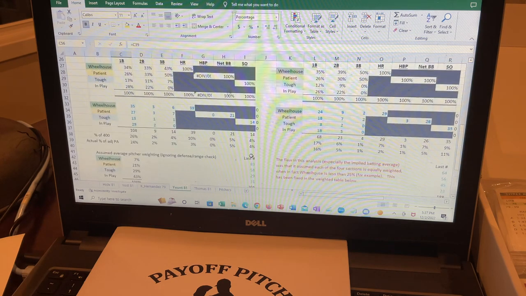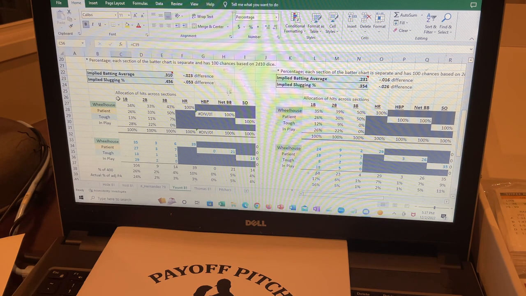The last thing I was looking at, more out of curiosity, was how the various types of outcomes, particularly the various types of hits, were allocated across the four major sections of the card. What you see with singles is, except for maybe tough, they were fairly evenly allocated otherwise. High 20s to low 30% of the total outcomes were in wheelhouse, patient, and in play. Doubles, again, tough seem to be generally lower, as you would expect. And triples, more or less, ended up more on the wheelhouse and the patient, and minimal amounts on the tough and in play.